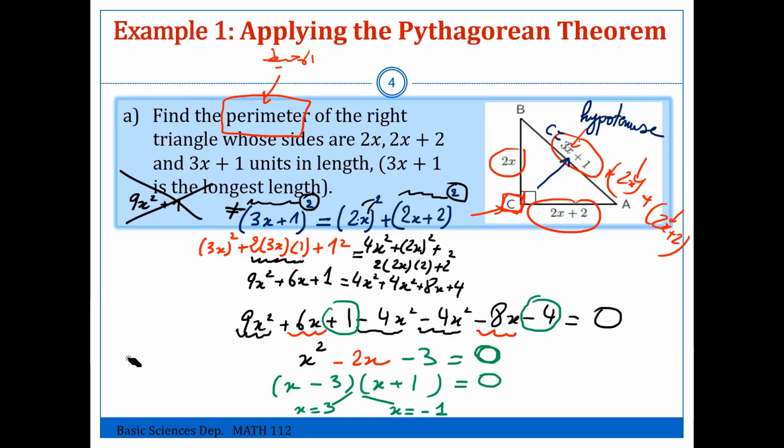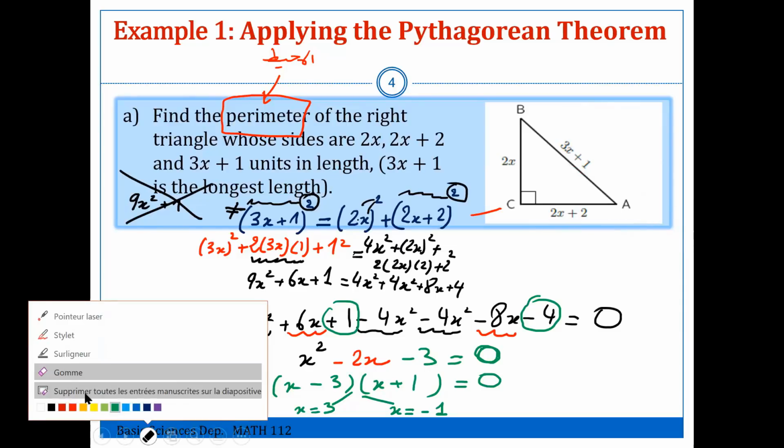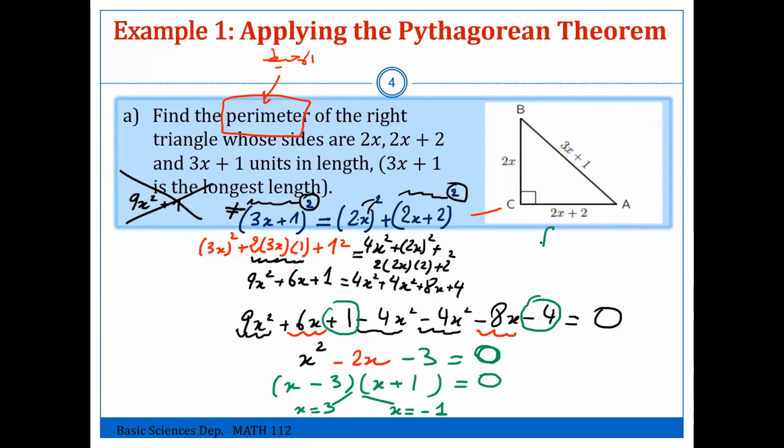Are we done? Check. So why did we compute x? To find the lengths. So we start with x equal 3. So how much will this length be? 10. This side is 6 and this side is 8. So what is the perimeter of this triangle? 10 plus 6 plus 8, so 24 units. Is it clear?